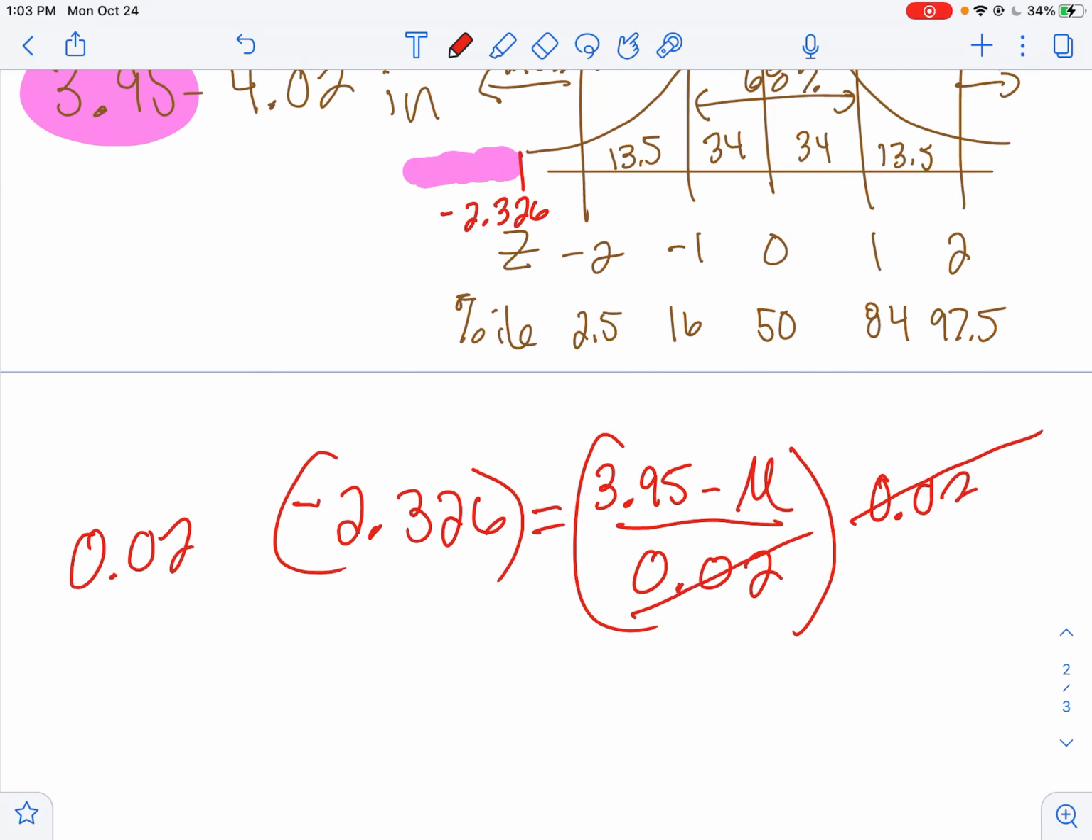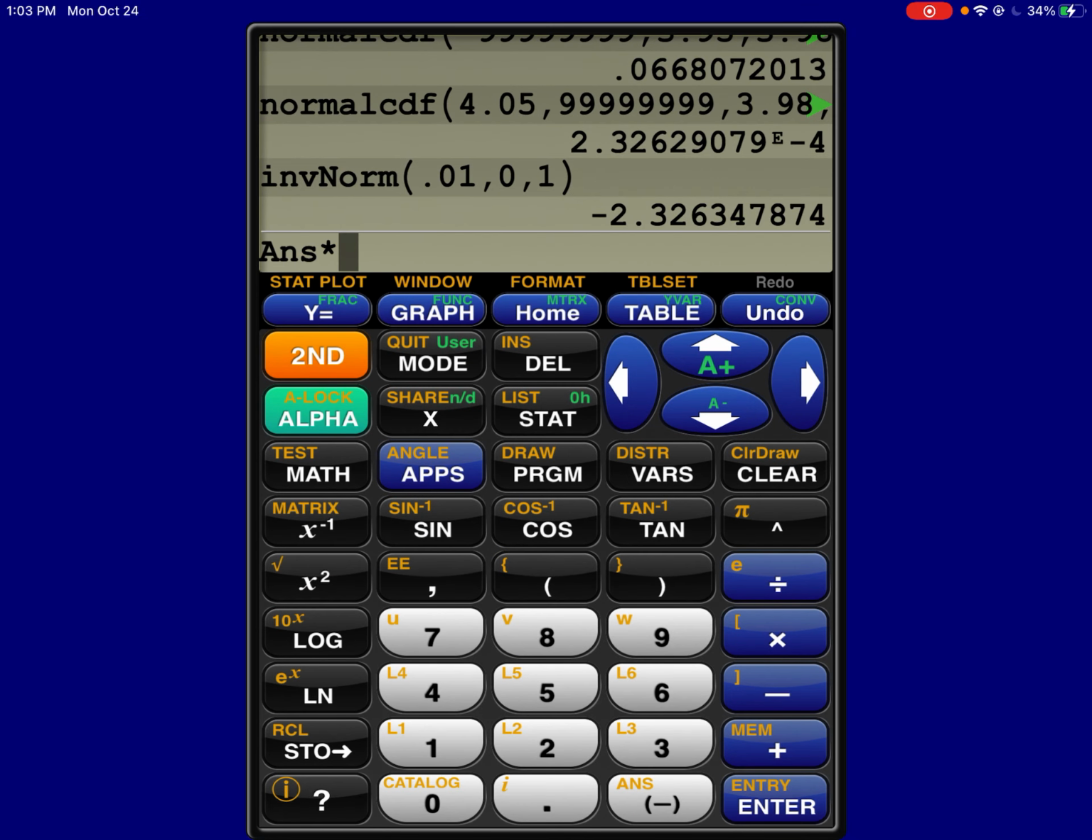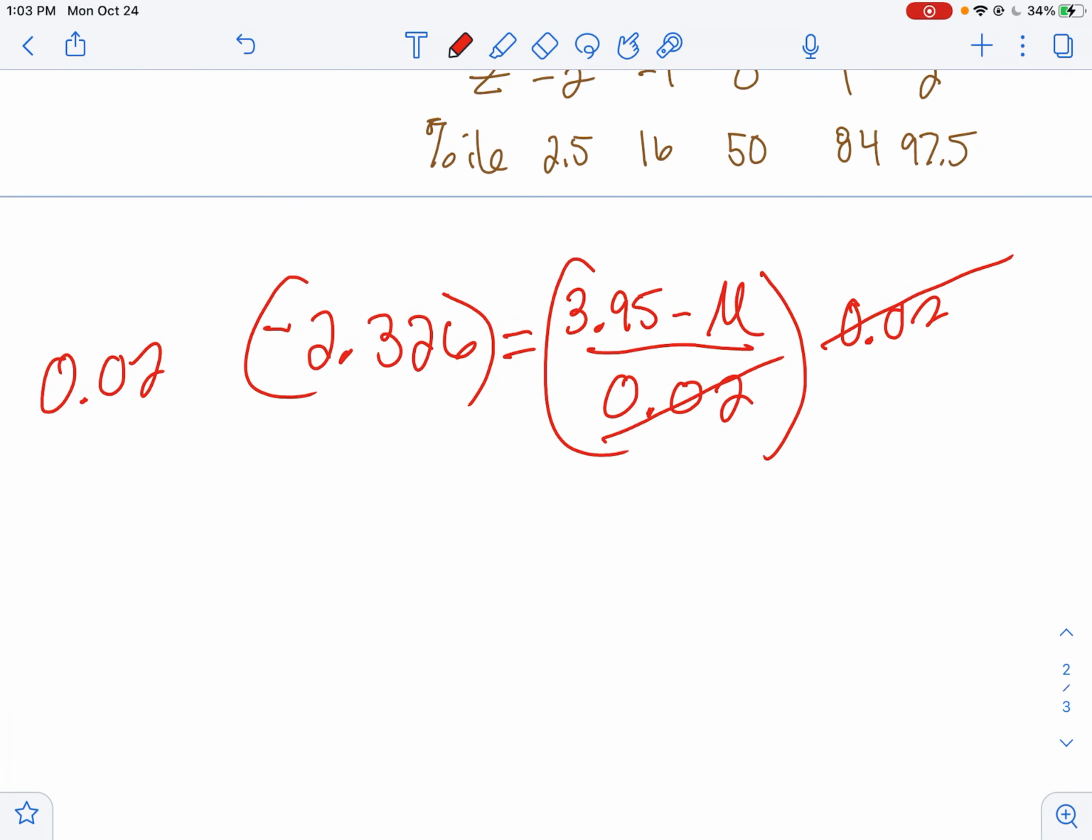So that way these can cancel out. And I'm going to have to jump to my calculator here. Times 0.02, I get about negative 0.0465. So I'm just rounding here. Negative 0.0465. And that's going to be 3.95 minus whatever this mean is going to be.